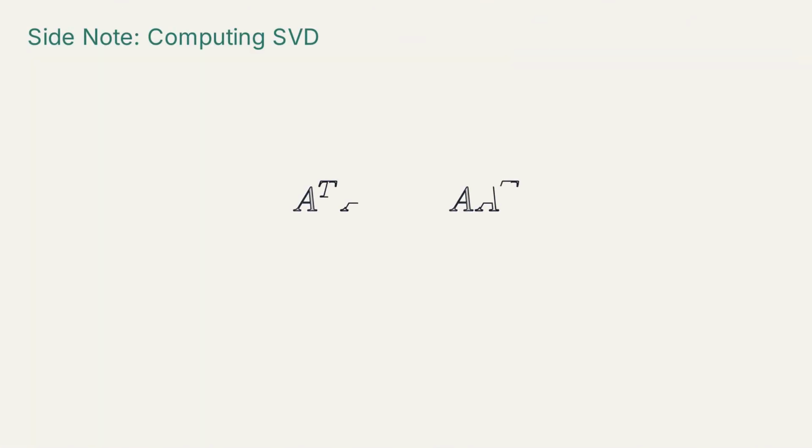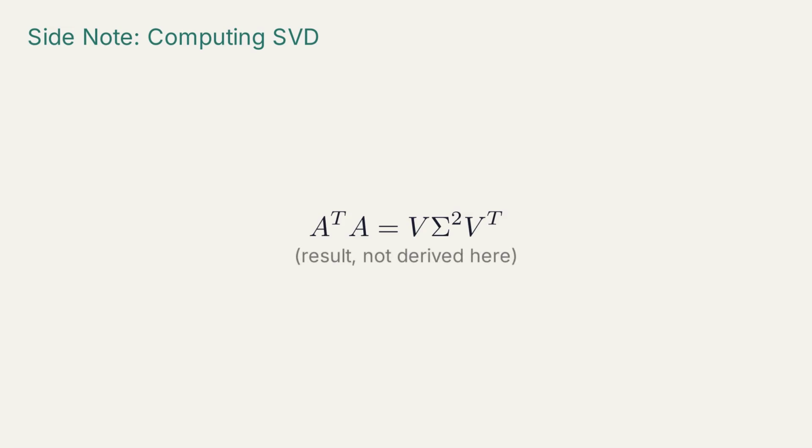As a side note, to find the U and V matrices, we look at two special products. A transpose A and A A transpose. Why them specifically? Because they're always symmetric. A symmetric matrix mirrors its entries across the diagonal, and symmetric matrices always diagonalize with orthogonal eigenvectors, meaning perpendicular. That perpendicularity is exactly what gives us the V and U matrices in SVD.